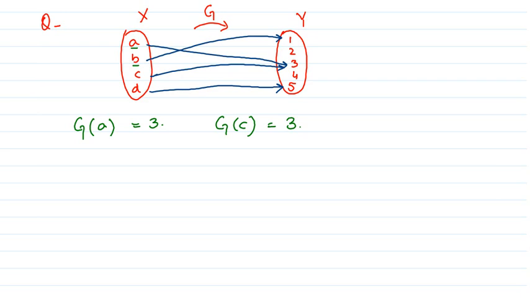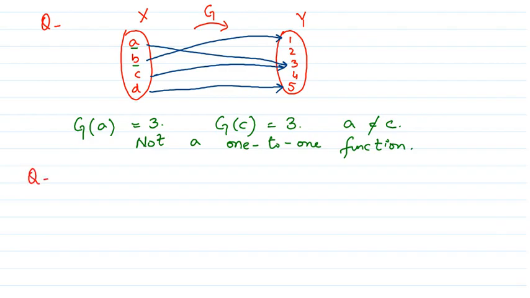But can you say that a and c are equal? No, they are not equal. They are two different values in the set x. So since two elements of x are mapped to a single element in y, that is both a and c are mapped to the value 3 in y, that is why it is not a one-to-one function. Right?